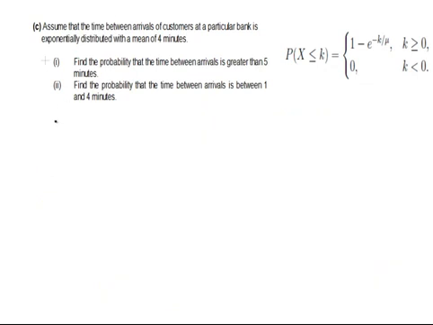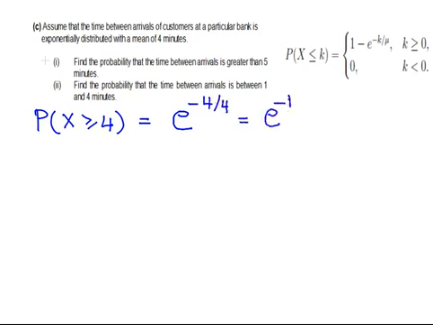So the probability of x being greater than or equal to 4, I'm actually going to use that expression I used previously. That is equal to the exponential of minus 4 divided by 4, e to the power of minus 1, and that is equal to, let's just check my calculator, 0.3678.